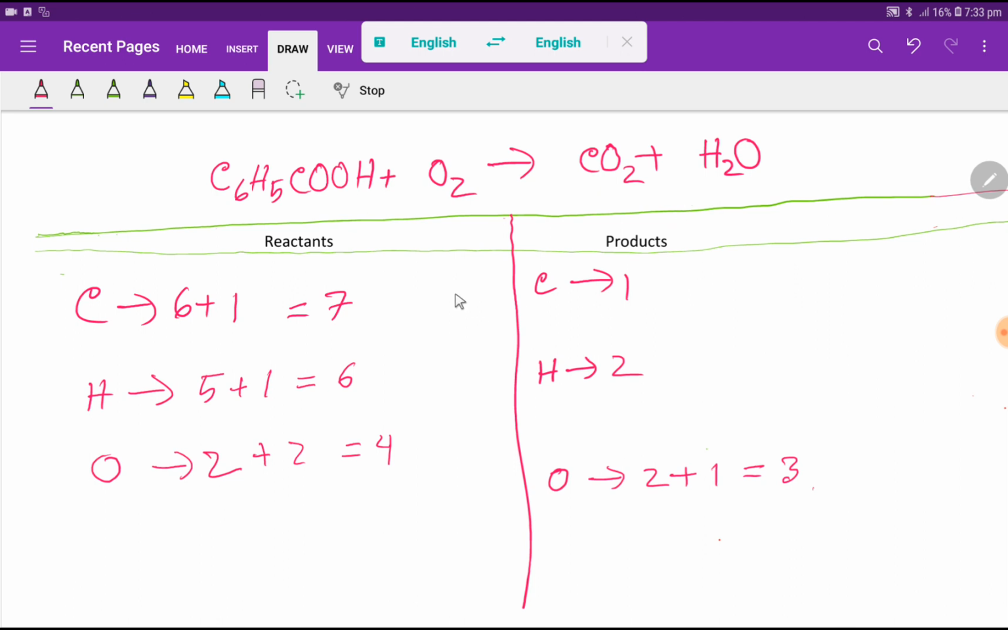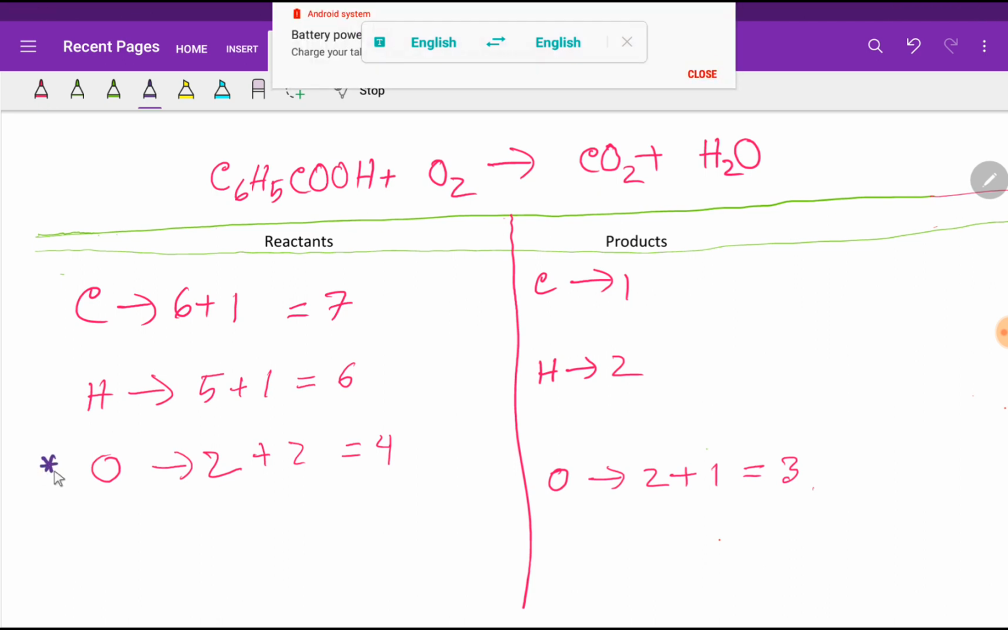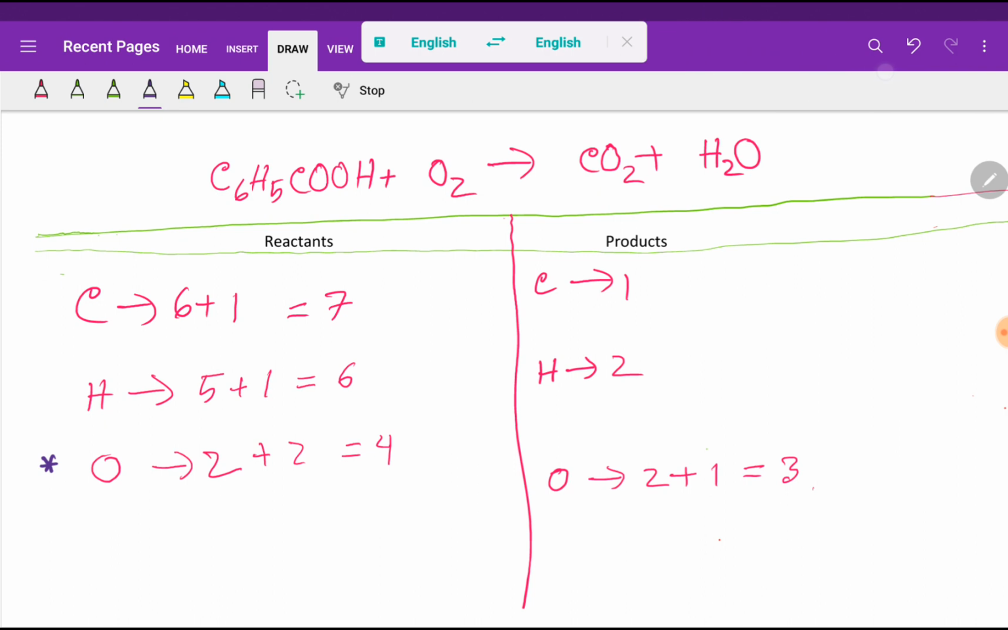So to balance this reaction means we have to balance the number of carbon, hydrogen and oxygen from both sides. Look, this oxygen may come from benzoic acid or oxygen. So if an element comes from more than 2 compounds, in that case we'll balance that element at last, right? So we'll balance the number of oxygen at last because it is coming from more than 1 compound. So okay, look, let me first balance the number of carbon.